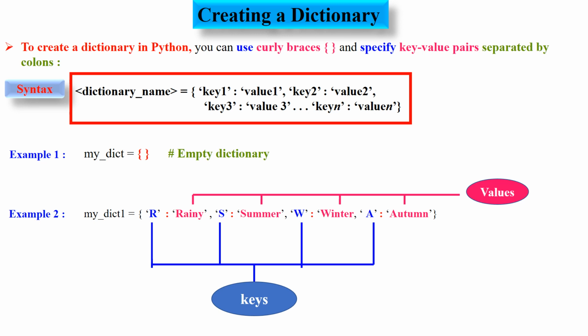Now, look at example 2. The line creates a dictionary named my_dict1 with 4 key-value pairs. Key R, value rainy. This key-value pair associates the letter R with the value rainy. Key S, value summer. This key-value pair associates the letter S with the value summer. Key W, value winter. This key-value pair associates the letter W with the value winter. Key A, value autumn. This key-value pair associates the letter A with the value autumn.